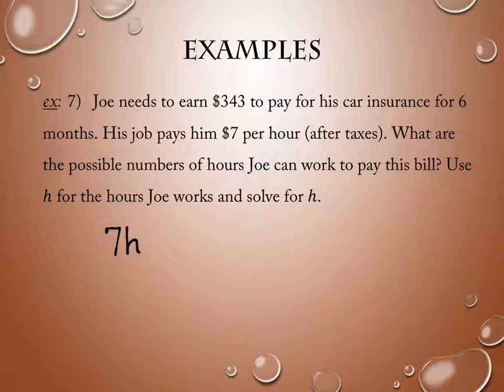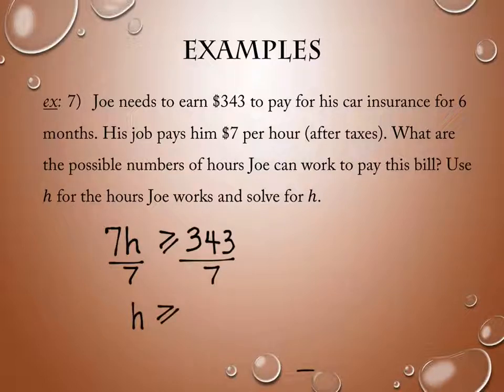And how does that relate to the 343? Yes. It has to be greater than or equal to 343. That's what it has to be. He needs to make at least that amount of money. So, how would I solve this inequality? I would divide by 7. And what would H equal? Or what would H be greater than or equal to? 49, what? Hours.